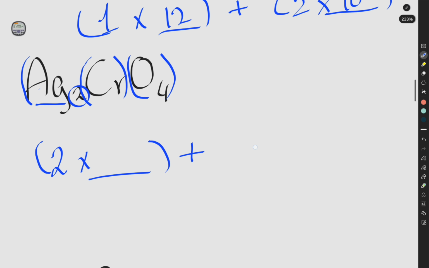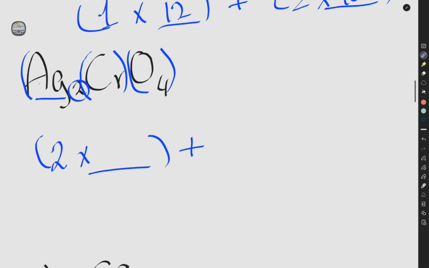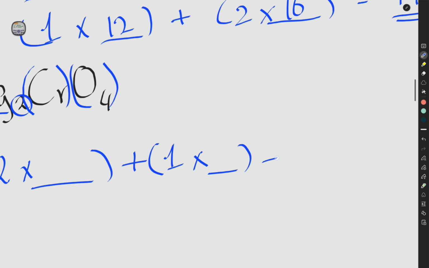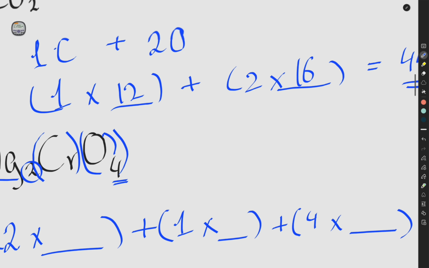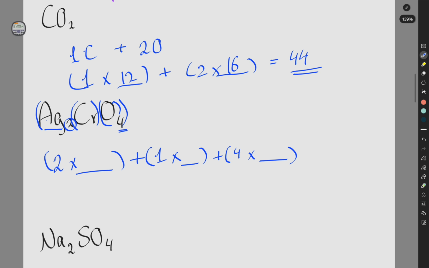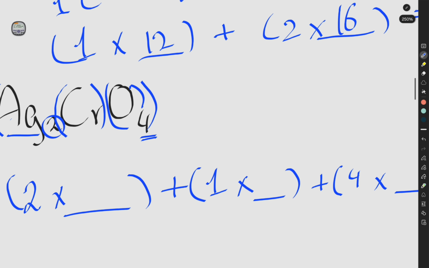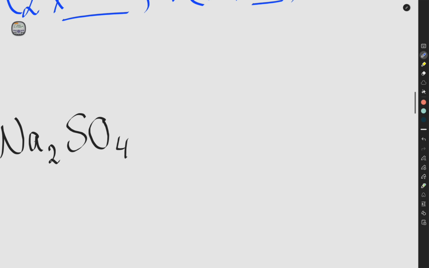Okay, if I have two Ag atoms, and I have one Cr atom. So 1 multiply whatever the mass number of Cr is, and I have 4 oxygen atoms, so I'm going to say 4 multiply whatever the mass number of one oxygen atom is. And you'll see all these symbols in the periodic table, so you don't have to memorize the mass number for any element. It's fine, okay? Yeah, that's it. And because there is no number next to Cr to the right, you know that it's one atom of Cr, chromium, okay?